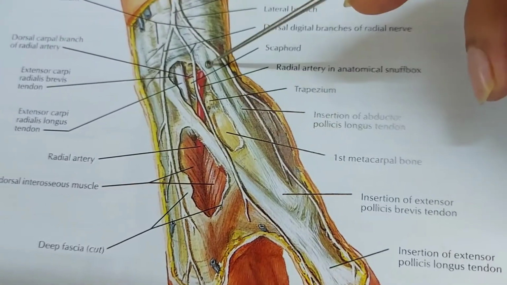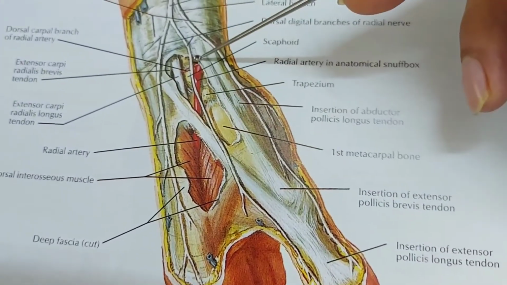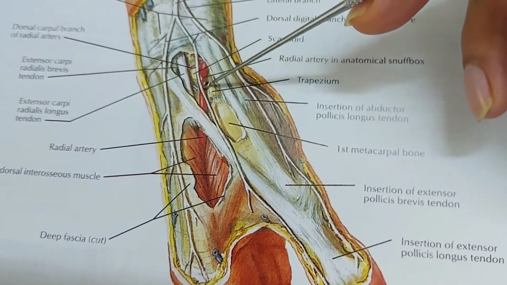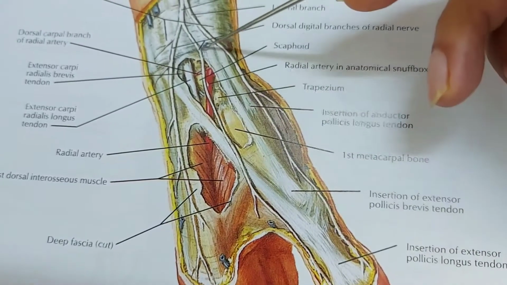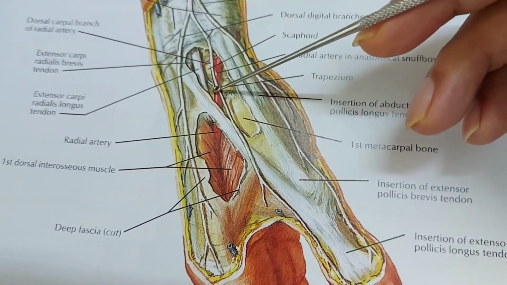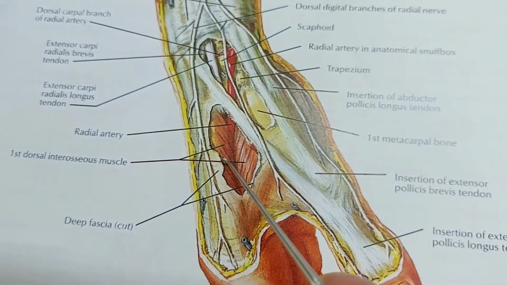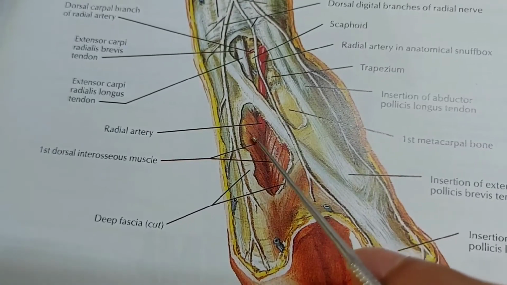This is the tendon of the extensor pollicis brevis, and this is the tendon of the extensor pollicis longus. In between, the radial artery passes over the wrist joint. This is the anatomical snap box. So the radial artery crosses the anatomical snap box, and here we see the interosseous muscle. It is the dorsal interosseous muscle, the first dorsal interosseous muscle.